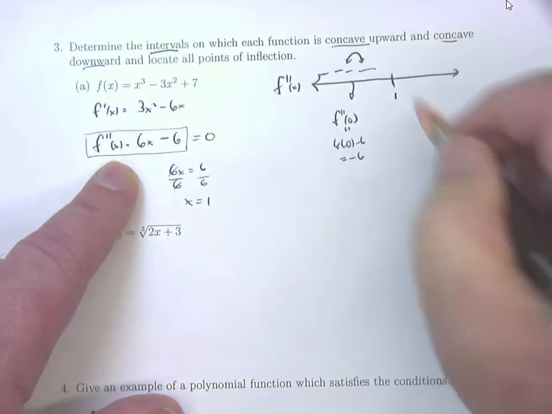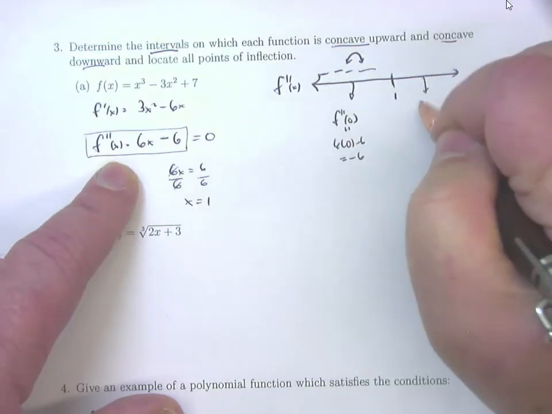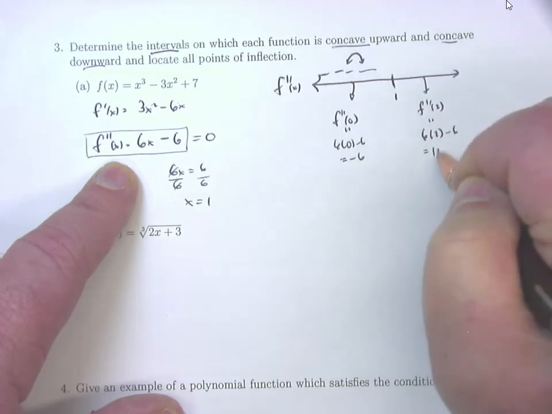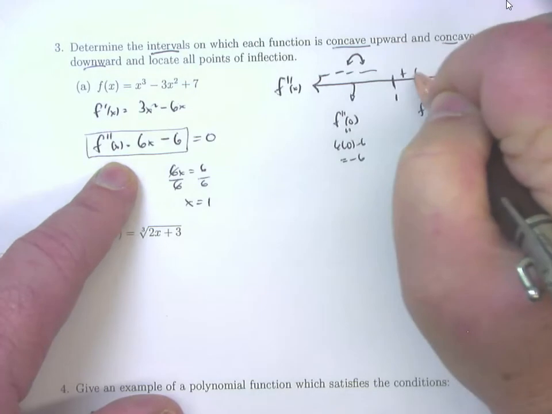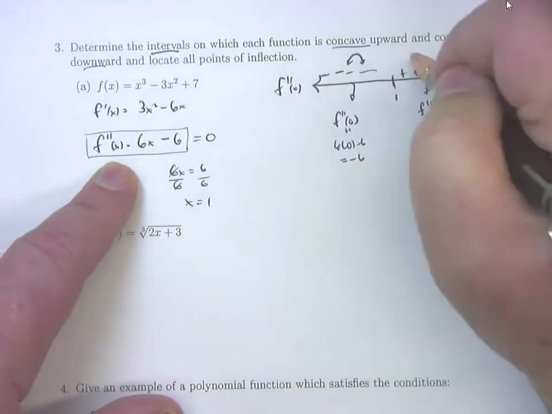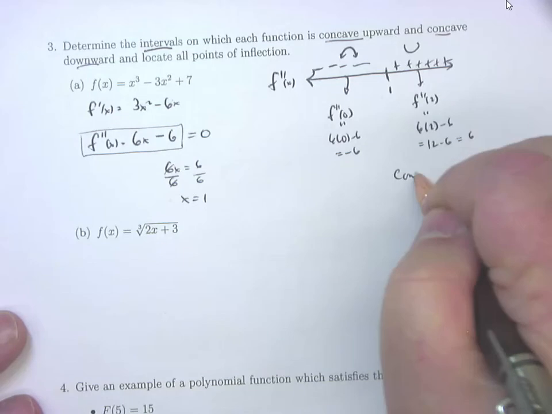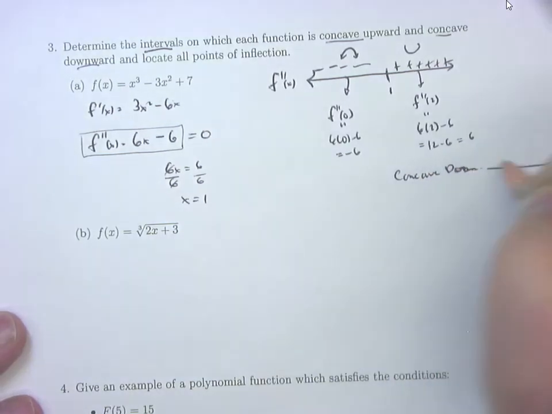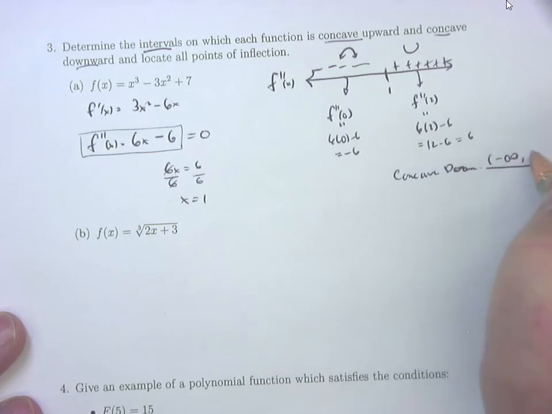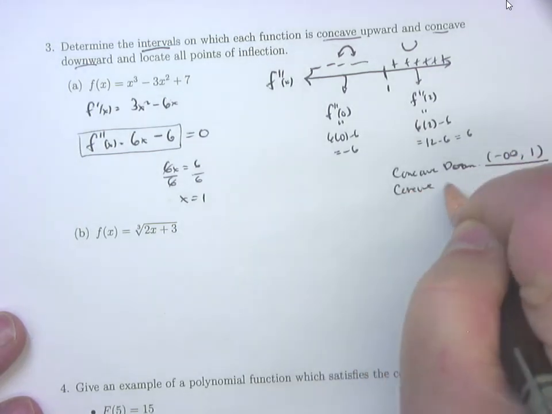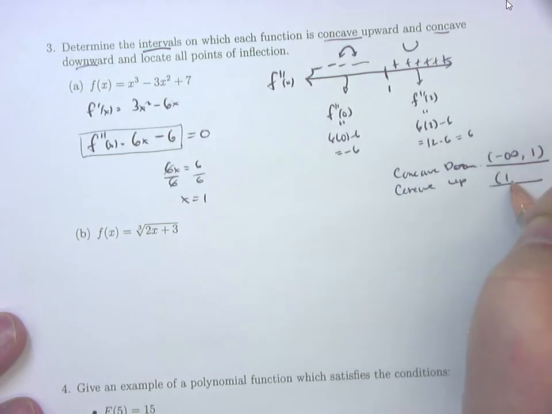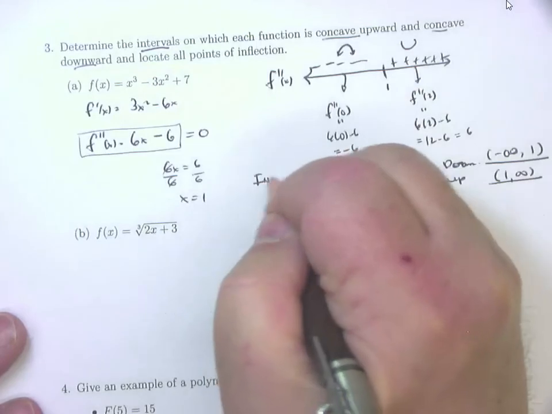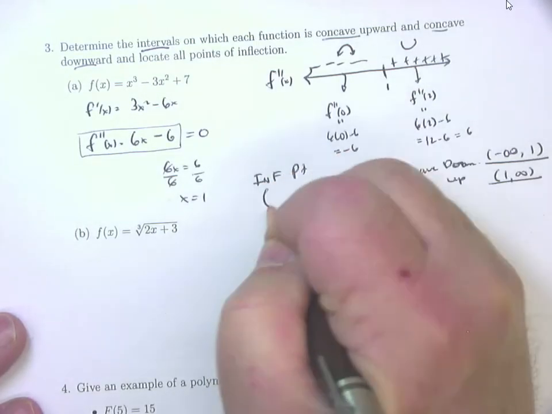Pick a number bigger than 1, I choose 2. F double prime of 2 would be 6 times 2 minus 6. This is 12 minus 6, which equals positive 6. I don't care what the number is, the sign is positive, which means it's concave up. So it is concave down on the interval between negative infinity and 1, and it is concave up on the interval between 1 and infinity. And because you change concavity there, you actually have an inflection point at 1, but I need the y-coordinate.